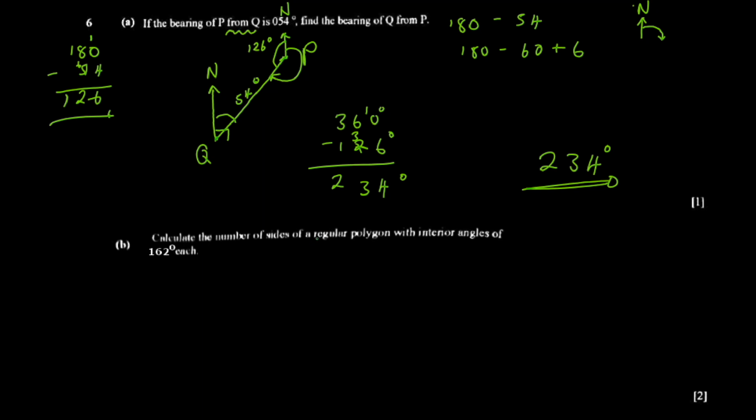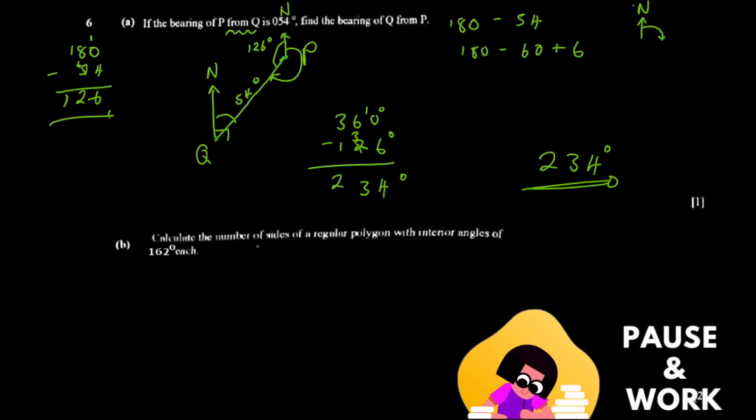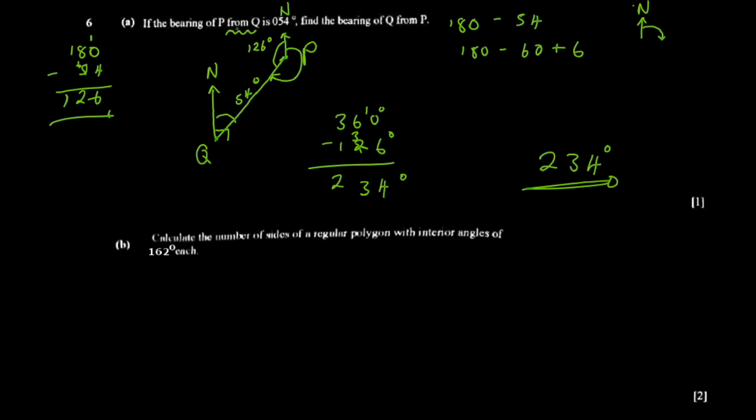Okay. So the second part asks us to calculate the number of sides of a regular polygon with interior angles of 126 degrees each. Okay. So here, a buzzword, or you still remember here we had "from", and then we said "from" is an important word, right? Yes. Here we also have an important word. The important word is regular.